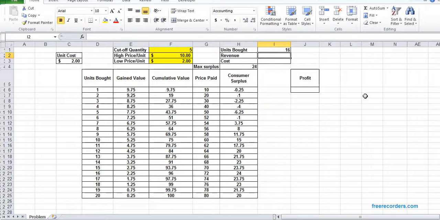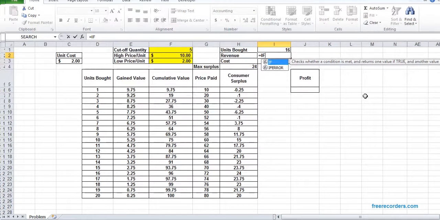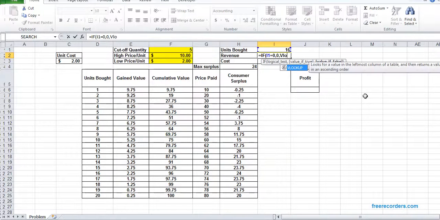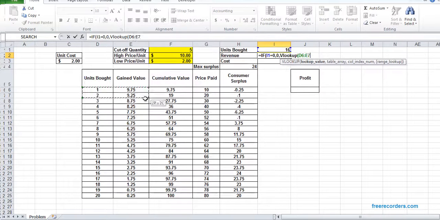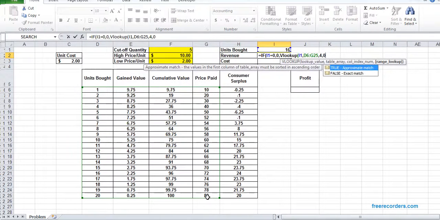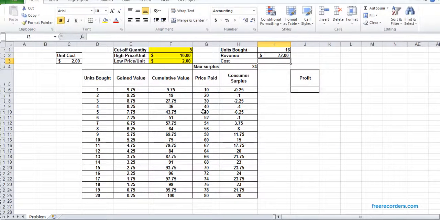And the revenue on that particular unit bought. If the unit is equal to 0, then 0, otherwise we look up. So that's the lookup array. We need to find out the price. Sorry, the lookup value, lookup array, index and the match. So when we bought 16, what is the revenue? Sorry, 72. Yep, we got it.